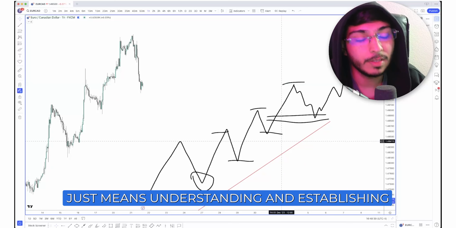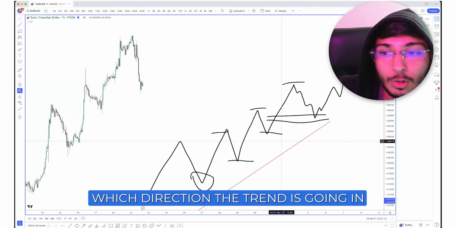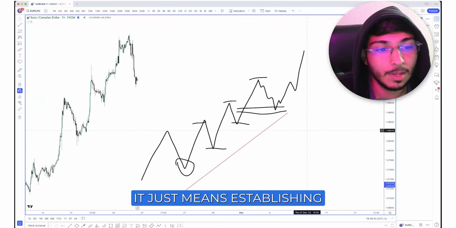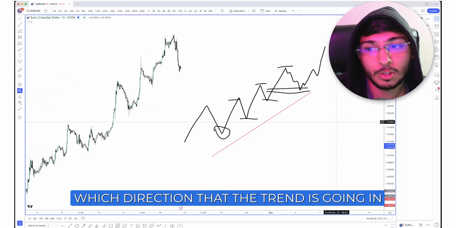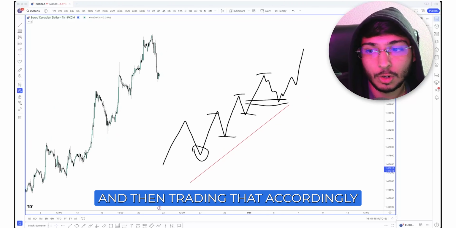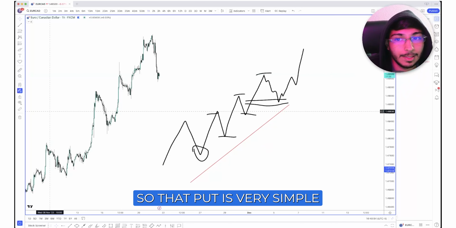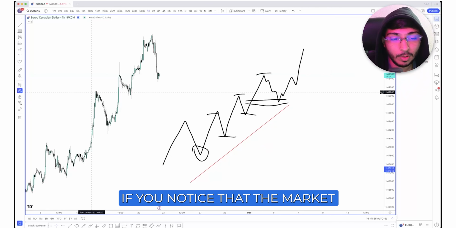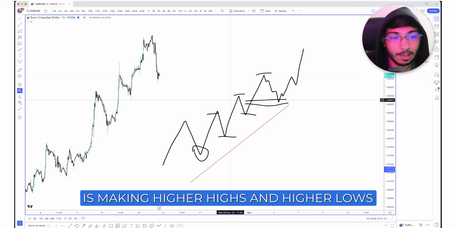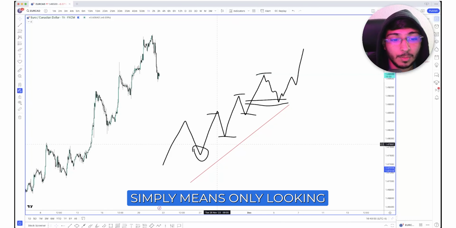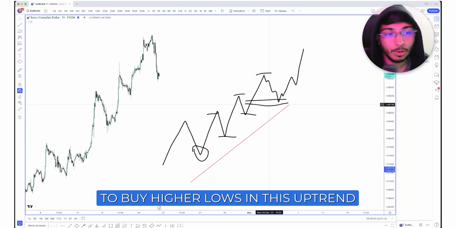Trading with the trend just means understanding and establishing which direction the trend is going in, and then trading that accordingly. So that put is very simple. If you notice that the market is making higher highs and higher lows, trading with the trend simply means only looking to buy higher lows in this uptrend.